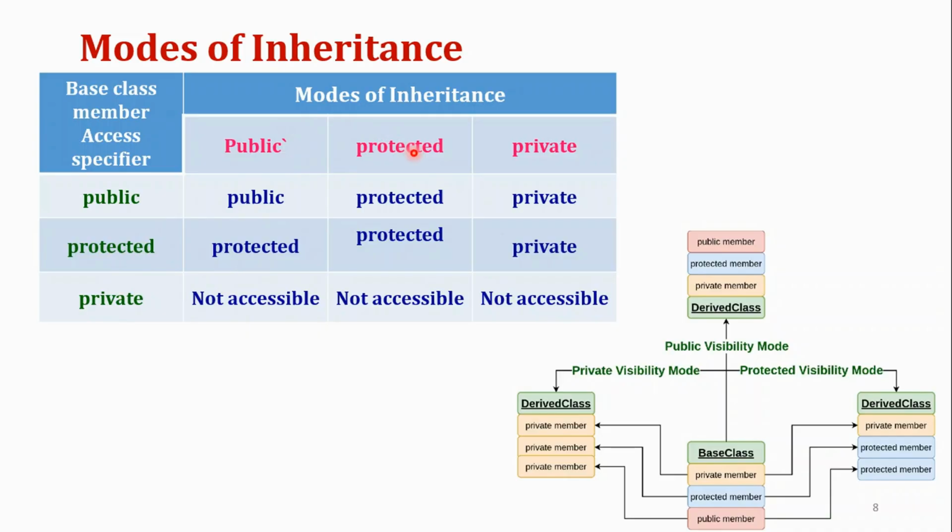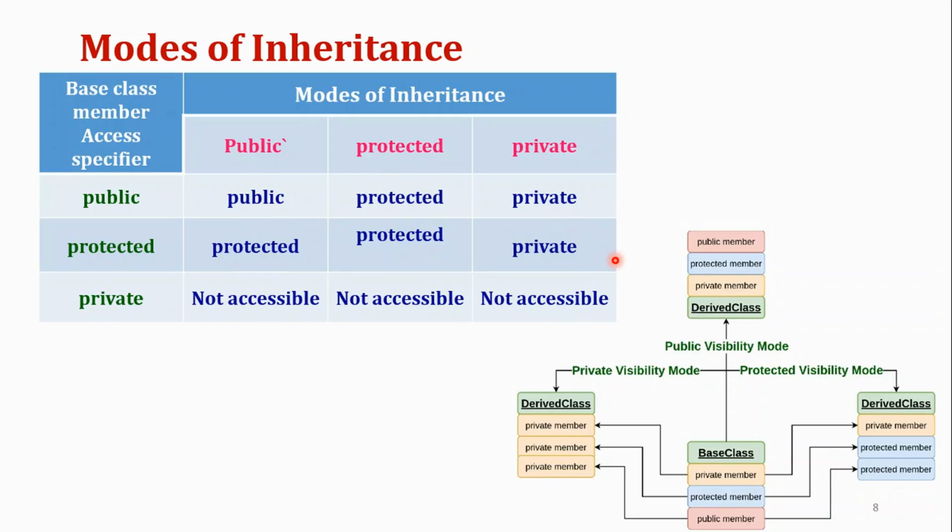Next one is private. In the private mode of inheritance, public members of the base class become private in the derived class, protected members of the base class become private in the derived class, and private is never inherited. In all the modes, private members are never inherited. Coming to the third one, protected: public becomes protected, protected becomes protected, and private is never inherited. So these are the base class access modes, and if you are inheriting in a given mode, this will be the resulting access mode in the inheritance.